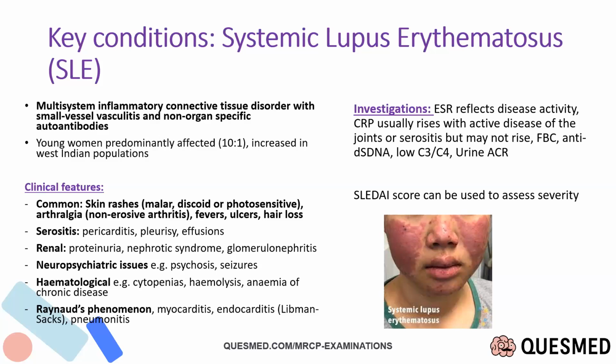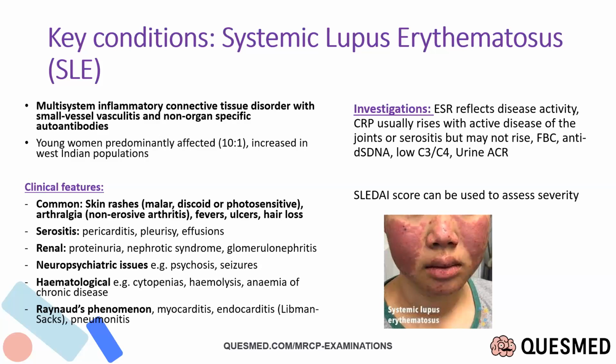And the thing you really want to avoid is lupus nephritis. It can be really nasty and life-threatening. It can manifest as nephrotic syndrome with predominant proteinuria. You can get glomerulonephritis. Patients can also present less commonly with neuropsychiatric issues, so with psychosis, strange behaviour, seizures.